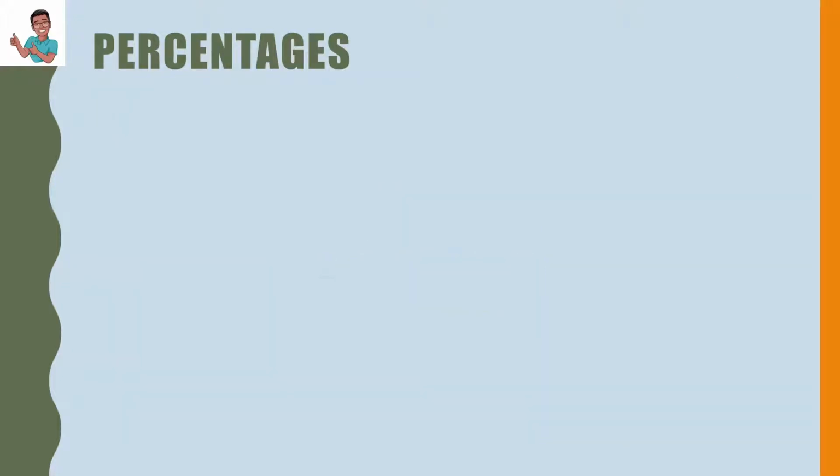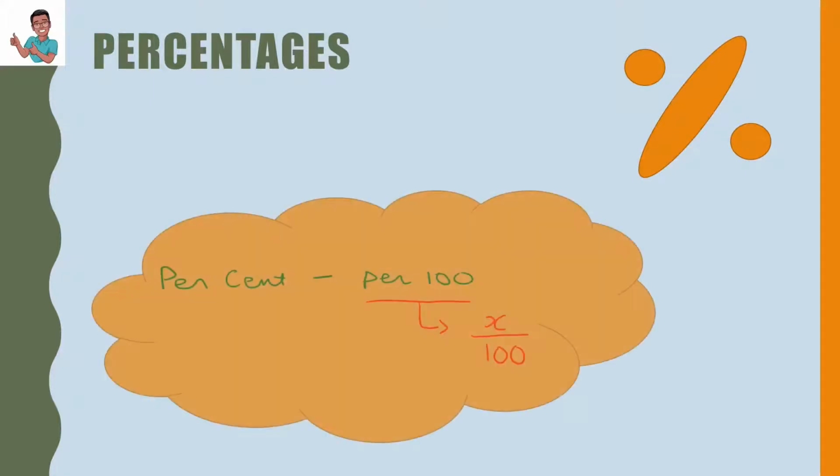Let's have a look at percentages. They look a bit something like this. We have to remember that percent means per 100. So we can write this as a number over 100.